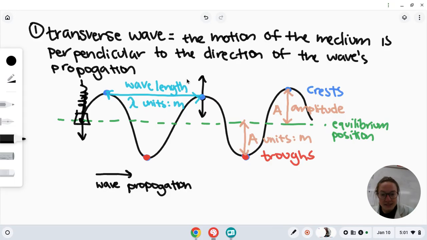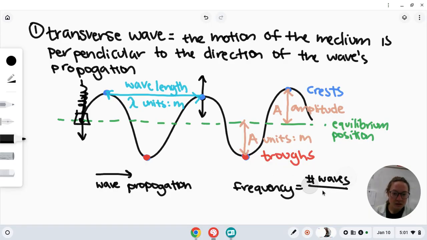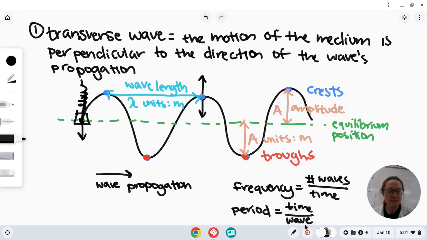The frequency of a wave is the number of waves per time. The period of a wave is the time it takes between 2 waves.